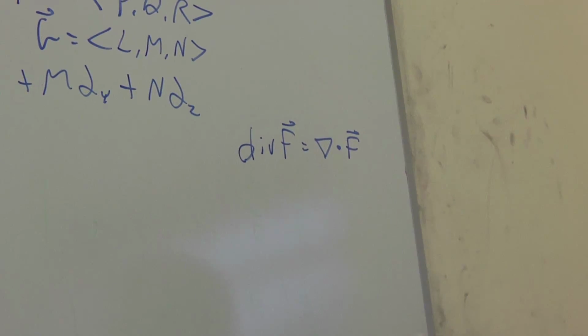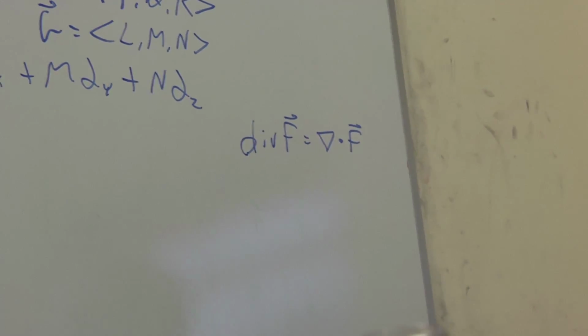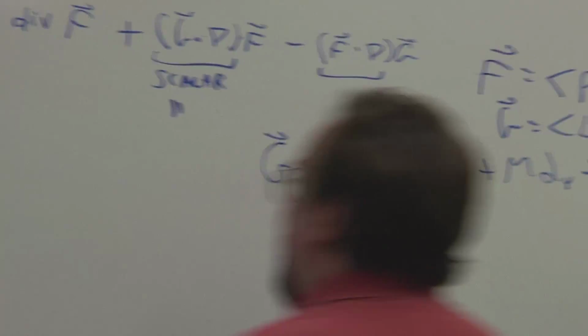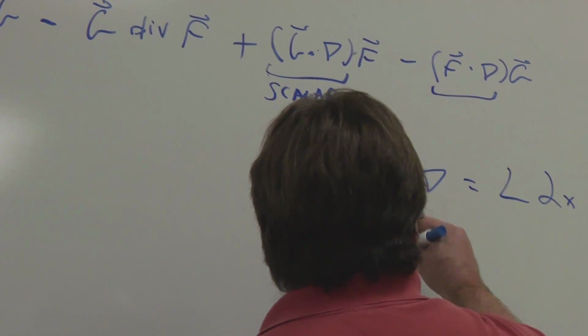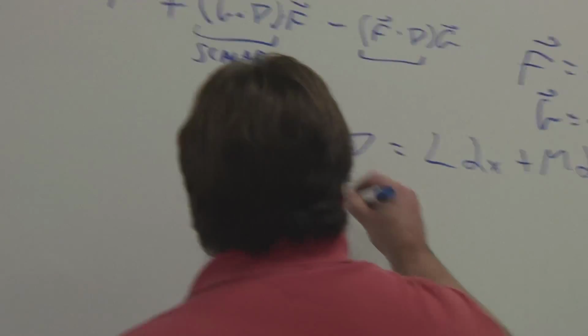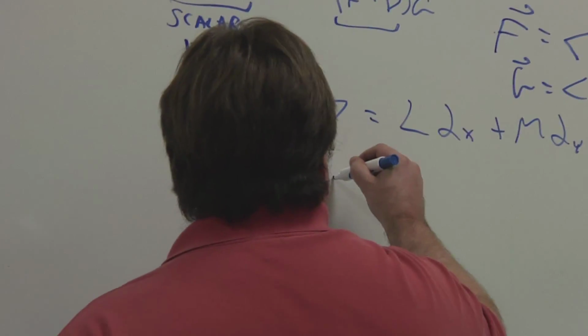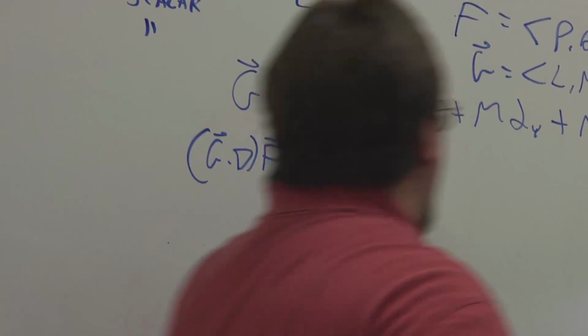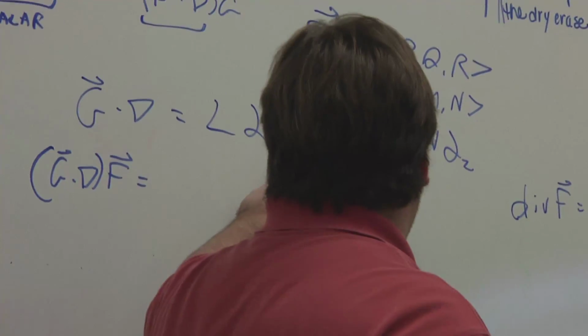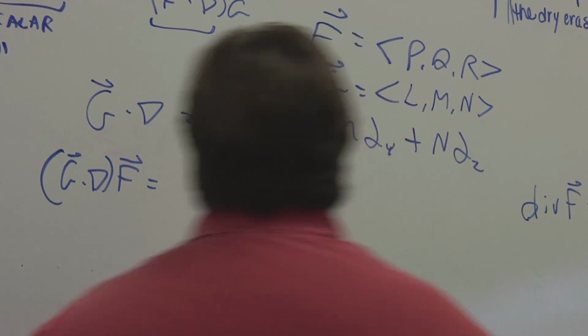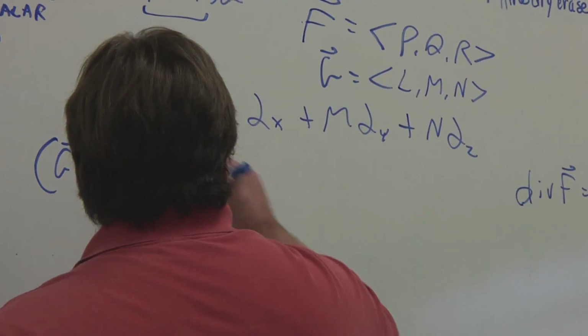That's what I got as my answer. Well, let's keep going and see. So in that case, G dot del times the vector F is going to be the following. You can take all of this scalar and multiply it by P, Q, and R. So you're going to have a vector.